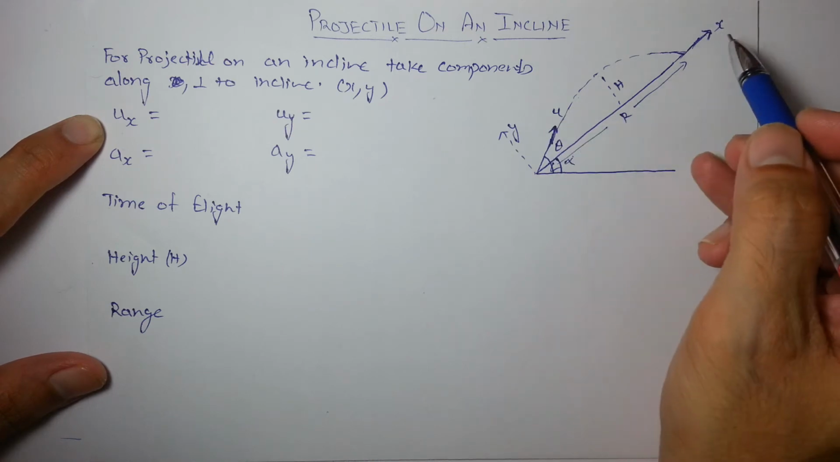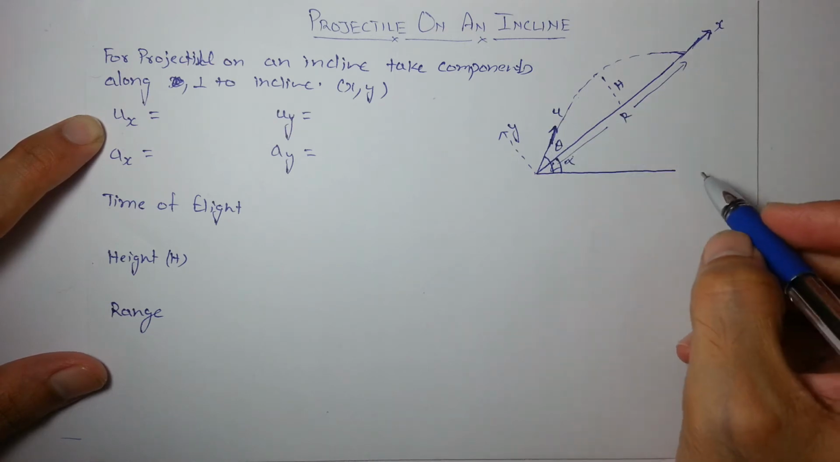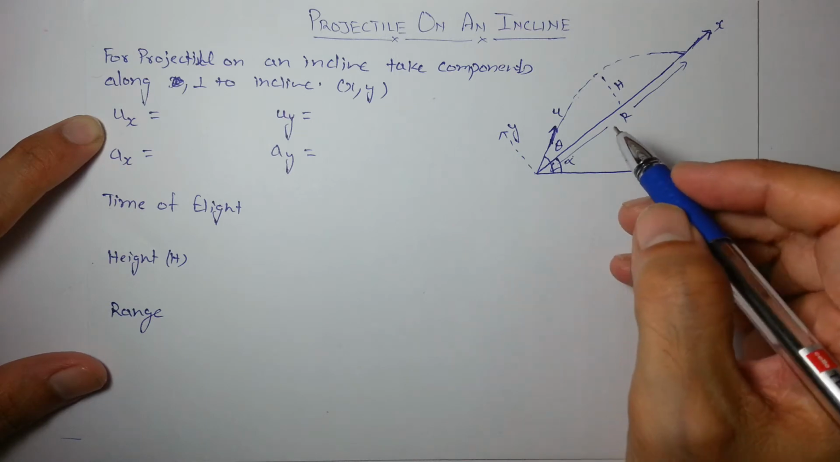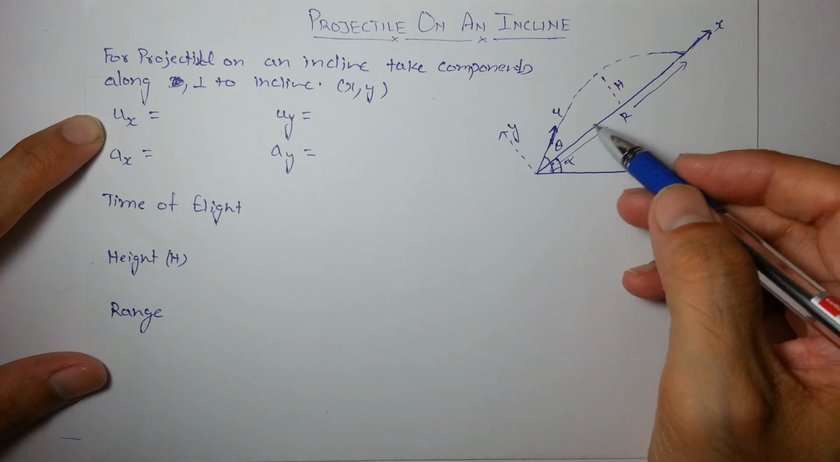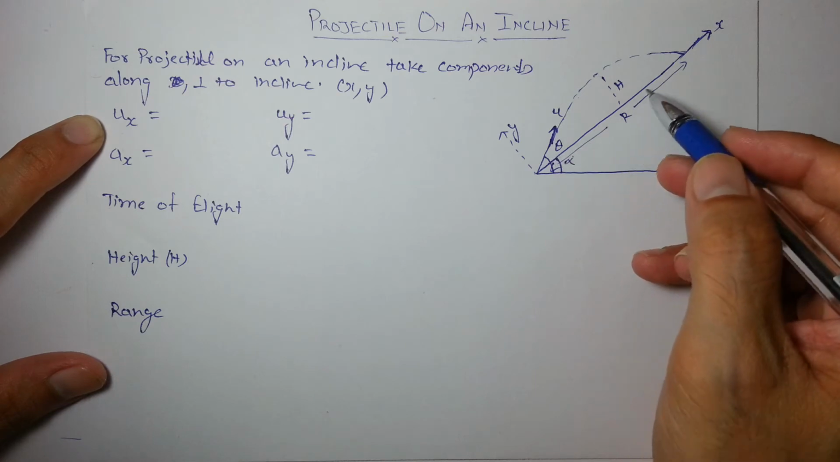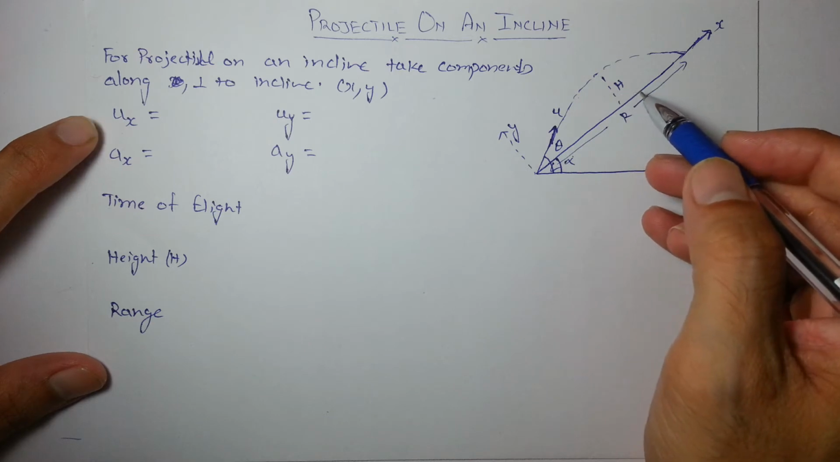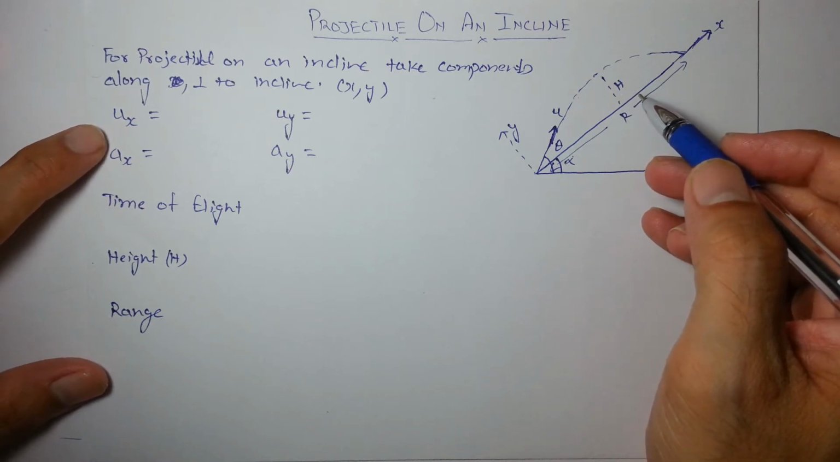These are obviously non-conventional x and y axes. Conventional x and y axes are horizontal and vertical. But as we are talking about the plane, it is always better to take the components along and perpendicular to the incline to study the motion with respect to the plane.